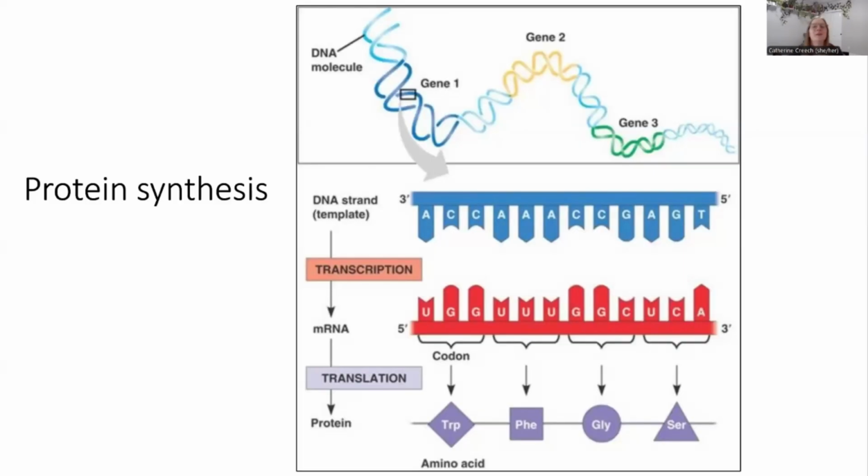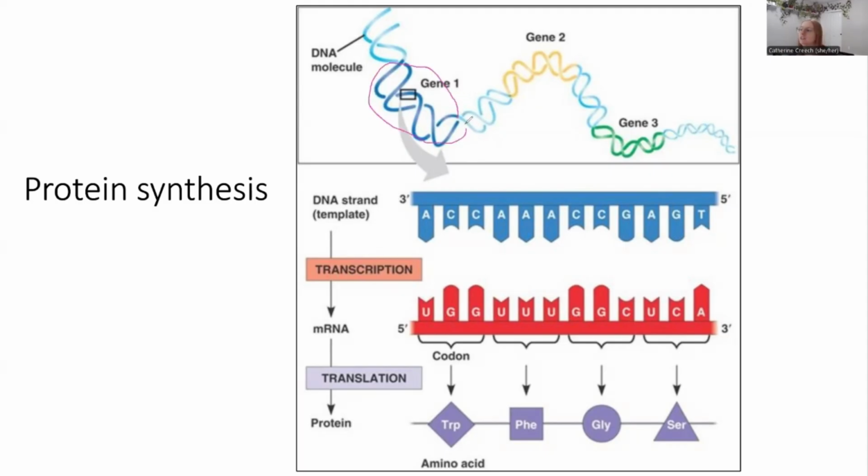Hello, biologists. Today we're going to talk about transcription and translation, which is what we use to make a protein. So we're going to create a protein. We call that protein synthesis. The first step is to identify a gene. A gene is the piece of DNA that you use to make a protein.